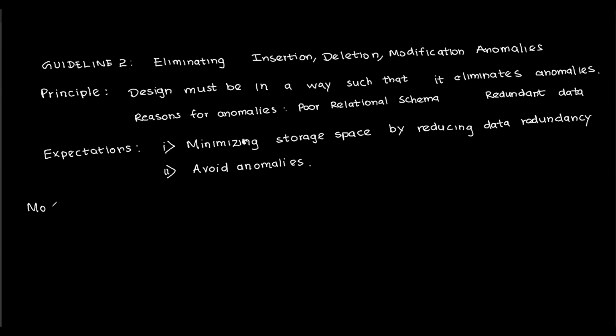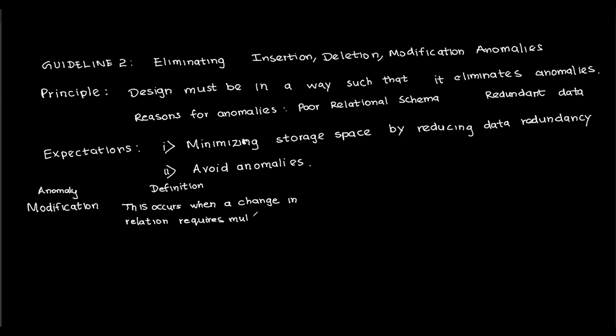First of all, we'll talk about the modification anomaly. Definition: this occurs when you try to update the data in the database. If you make a change in a relation, that might require many changes. This occurs when a change in a relation requires multiple changes.